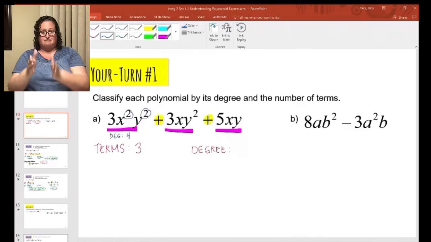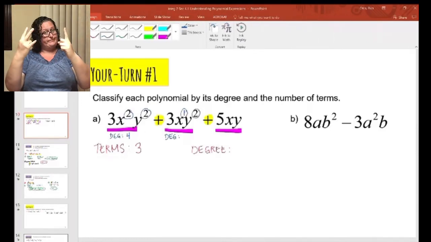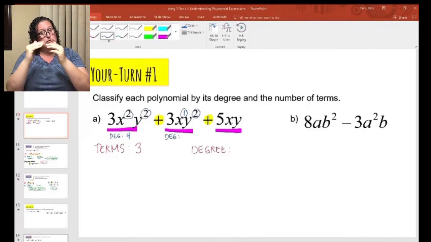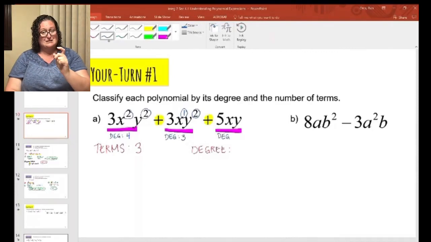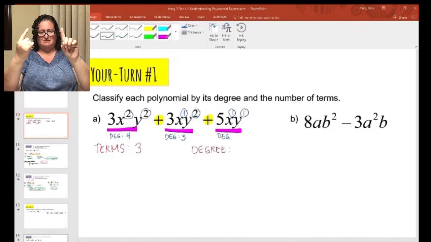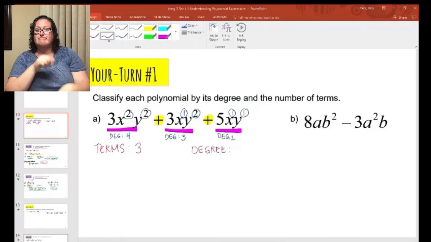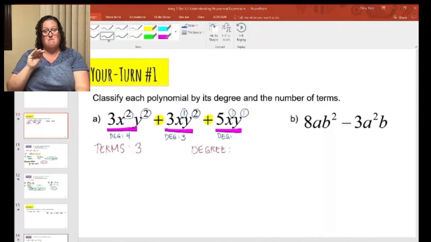Now let's look at our second monomial. In our second monomial, the degree is, well, let's go ahead and add up the exponents. We know that x has an exponent of 1 and y has an exponent of 2. So if we add those two together, 1 plus 2 makes 3. And finally, in our last monomial, we have 5 times xy. That x is going to have an imaginary exponent of 1, and the y is also going to have an exponent of 1. Now, if you add those together, you end up with 2. This monomial has a degree of 2.